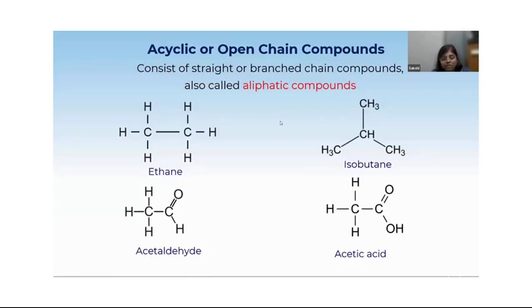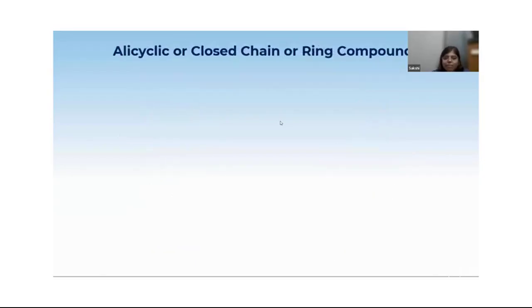and straight chain compounds are also known as aliphatic compounds. So these terms are very important for us to remember, as this chapter is forming a base for you for class 12. It is very important for us to know what is an aliphatic compound, what is a ring compound. So straight chain compounds are known as aliphatic compounds.